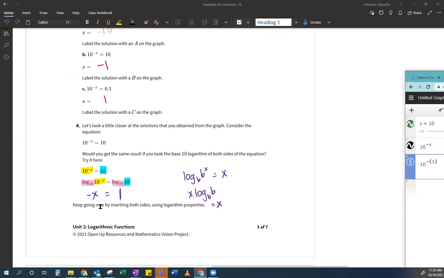All right, here we go. Then I would want you to solve this. If negative x equals 1, what is x equal to? Some people say this as the opposite of x. If the opposite of x equals 1, what is x? It's -1. Very good.